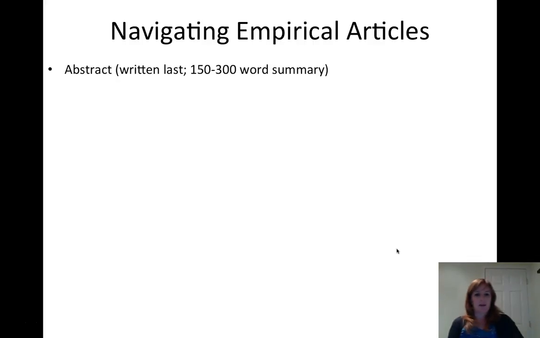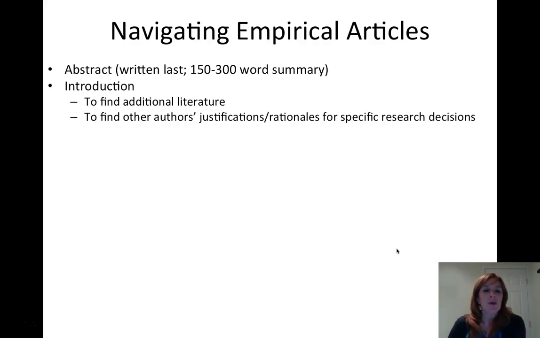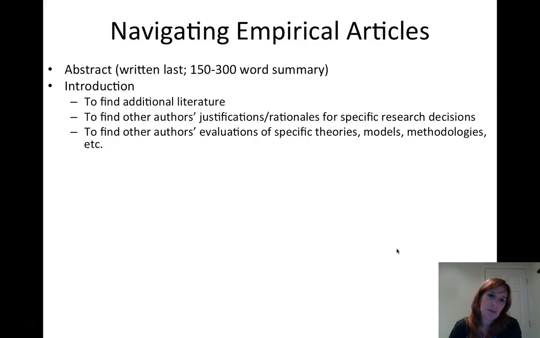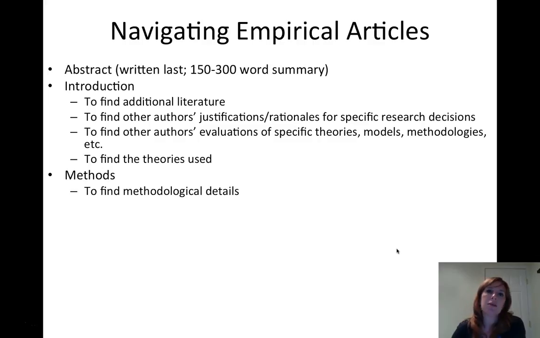And so as we look through these empirical articles, I think it's worth talking just a little bit about what we're looking for and what we're looking at in these articles. The abstract is often the first thing that we look at. This is written last in most empirical articles. This is a very short summary of the entire article. When we look in the introduction, we're often looking to find their justifications or rationale for their research decisions, to find additional literature that might be relevant for us, to find their evaluation of theories and methods, to find the theories that they used. In the methods section, we're obviously looking for methodological details.